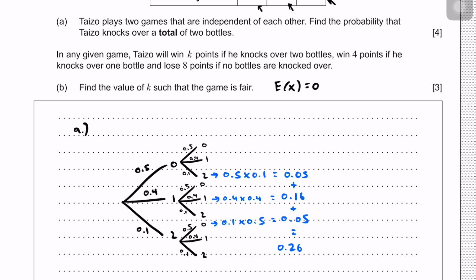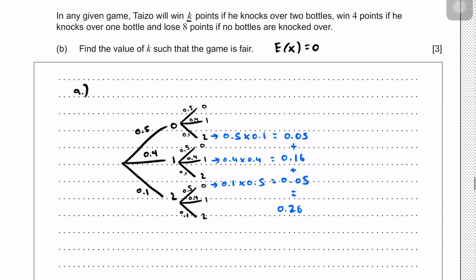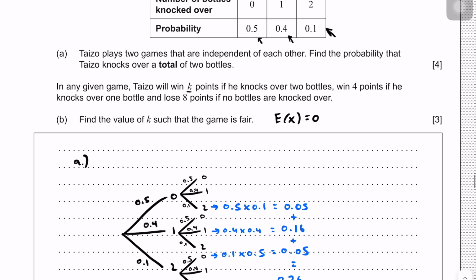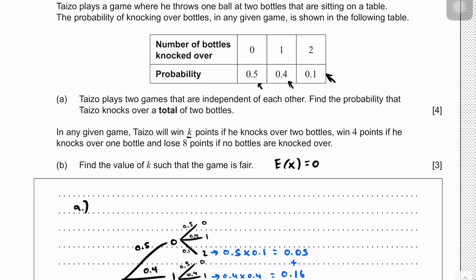So in this case, what is the expected return? There's going to be this unknown K, but we know that the expected return should equal 0. So let's write an equation for expected return, and then we can set it equal to 0, and I think that should be a good way to solve this. Expected return is something like a weighted average. So we have a probability of knocking over 2 bottles, and this is equal to 0.1, or we could say 10%. 10% chance of winning K points.